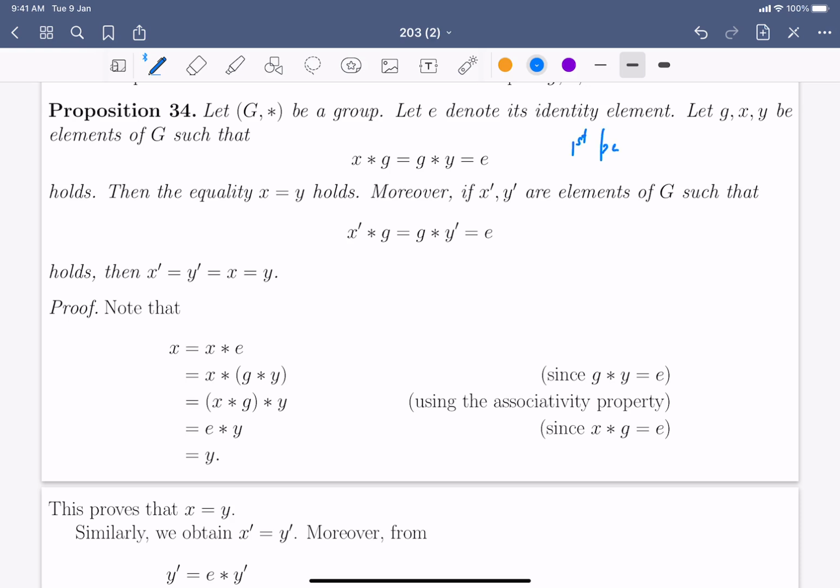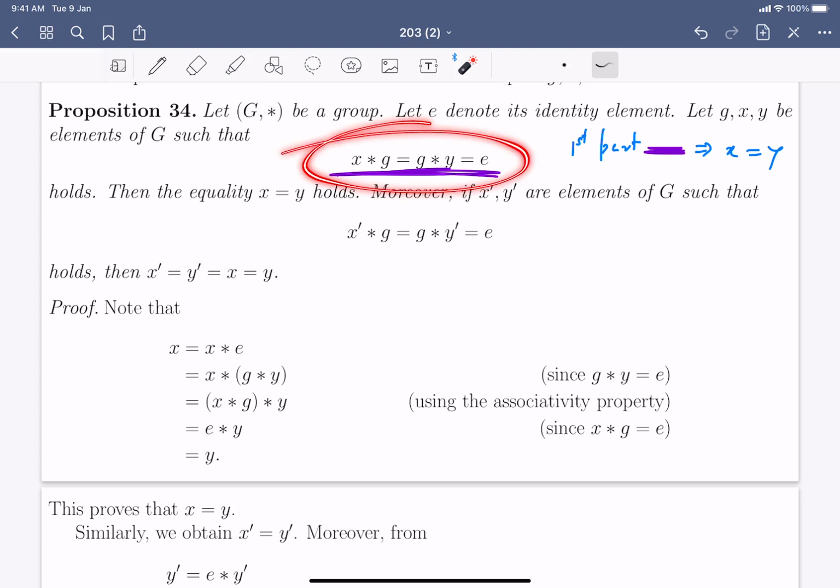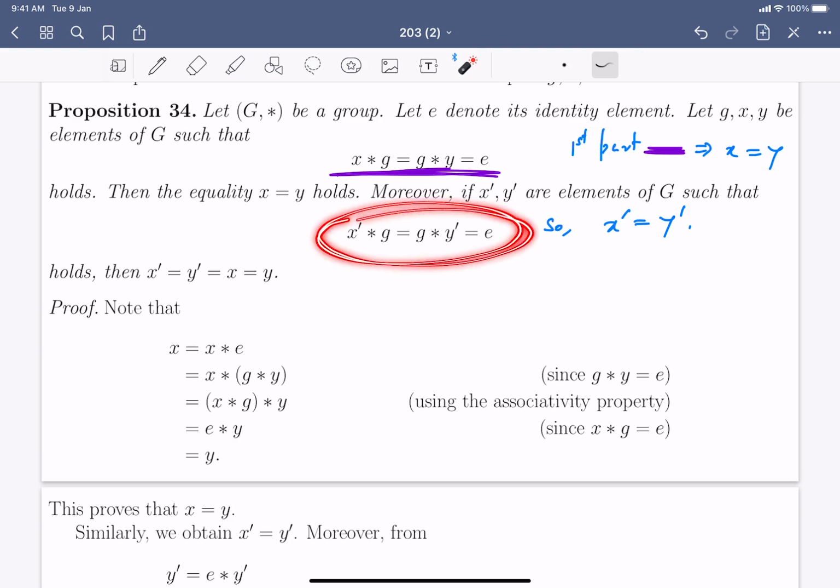So the first part implies that this violet one implies x equal to y, and so it follows that x prime equal to y prime, right? And now you're assuming this, right? Okay, and you have also assumed this, right? Then you can write the following.